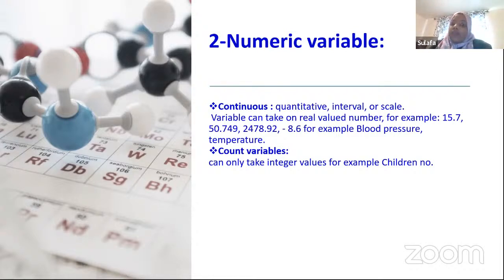Also, we have the count variable, and this can only take integer values. For example, if we have a questionnaire and we ask the family, how many children do you have? The answer will be 2, 3, 4, without decimals. So this is the other type of numeric variable.